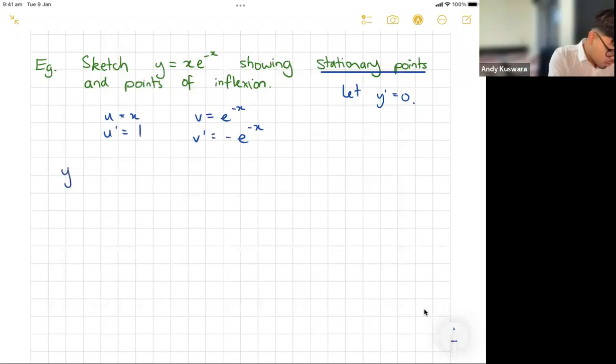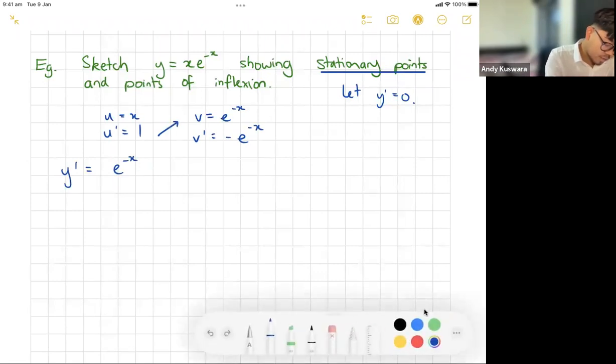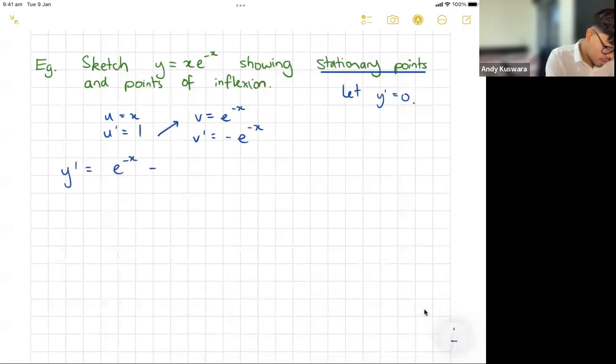So that means here, y dash would equal e to the negative x. Well, it's going to be minus because of the minus e to the negative x. So it's going to be minus x e to the negative x. So that there is your first derivative.